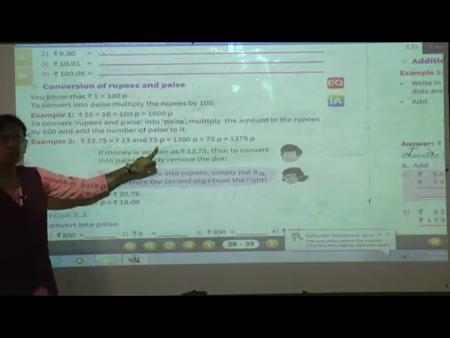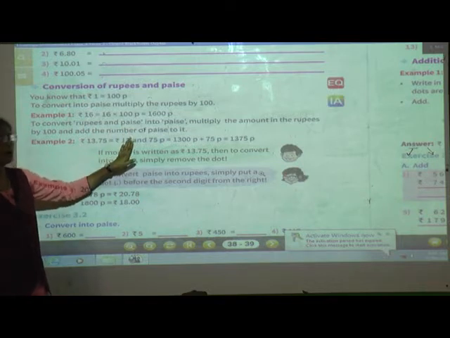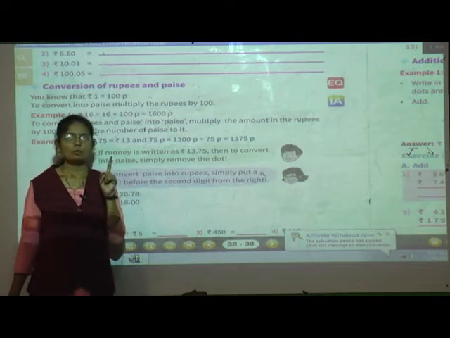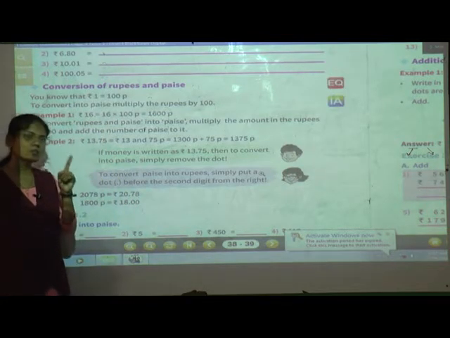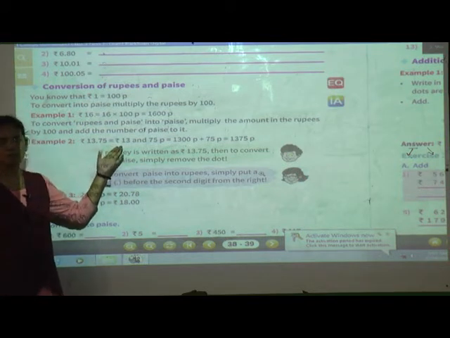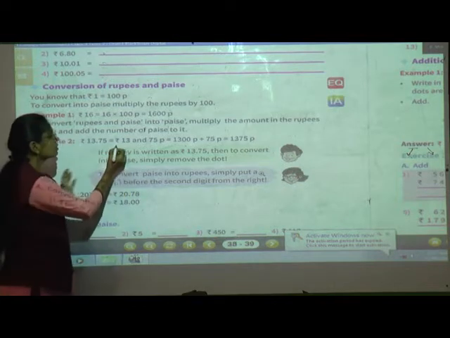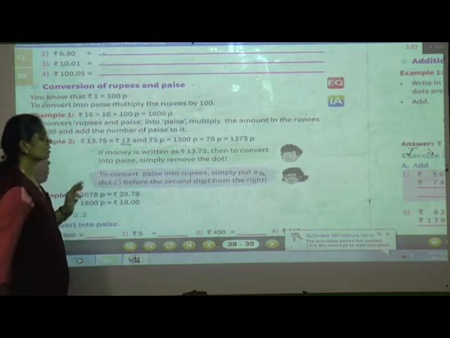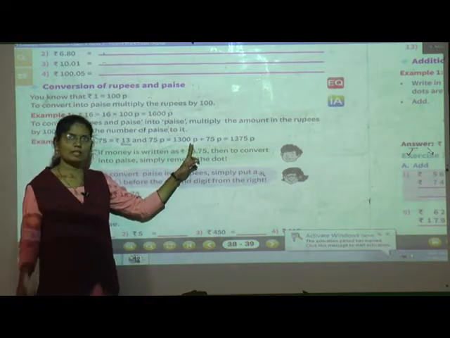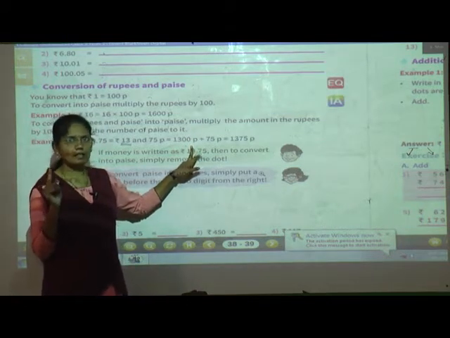Now what is our rule? We have to convert this into paise, so we have to multiply the rupees only by 100. How many rupees can you see here? Here 13 rupees are there, so we multiply 13 by 100. 13 into 100 is 1300, so 1300 paise. Now we got 1300 paise.